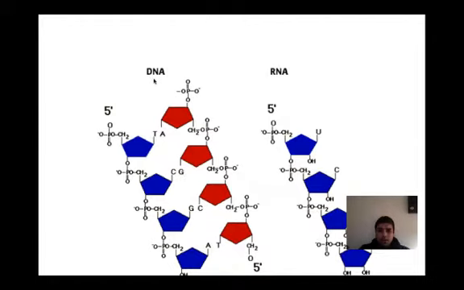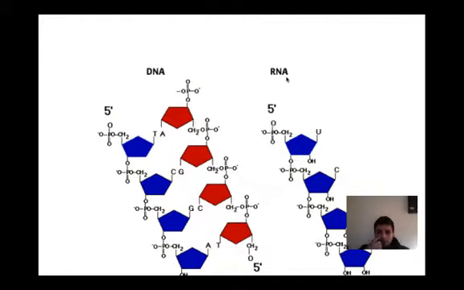So DNA is double-stranded, has these three basic components that make up something called a nucleotide. So all three things together, the phosphate, the sugar, and the base, are known as a nucleotide.